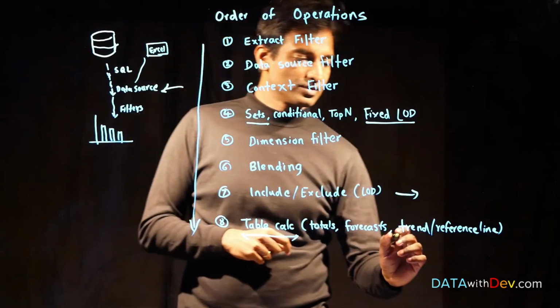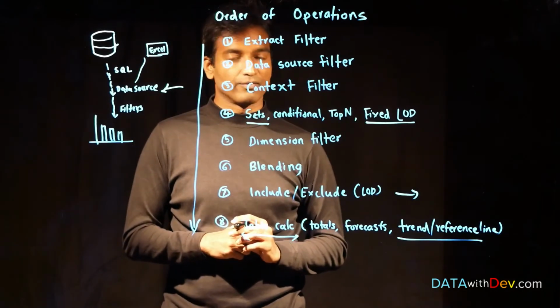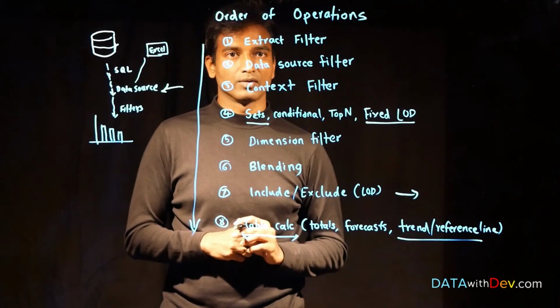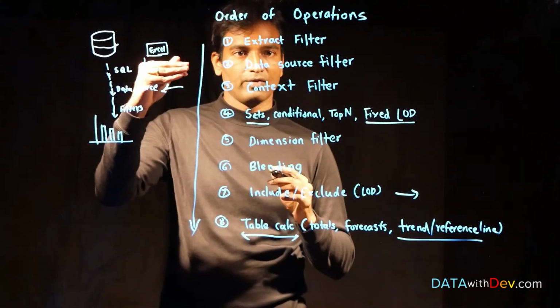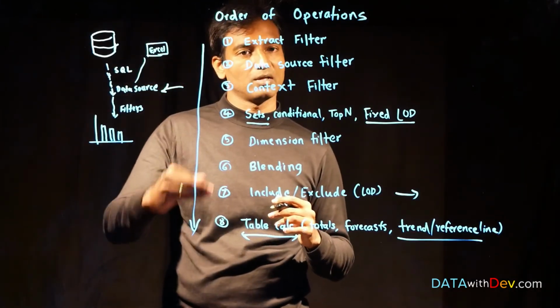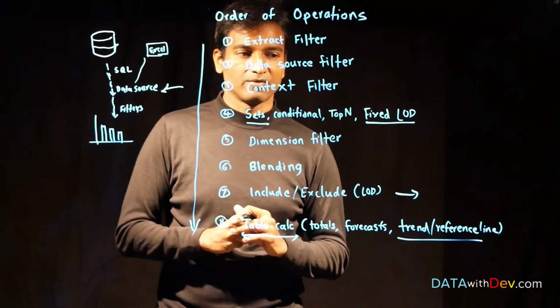And trend lines and reference lines are something that are calculated at the very last point in the pipeline. So just be aware of where you're filtering and how much data is coming at each step, and that will help you optimize your dashboard performance as well.